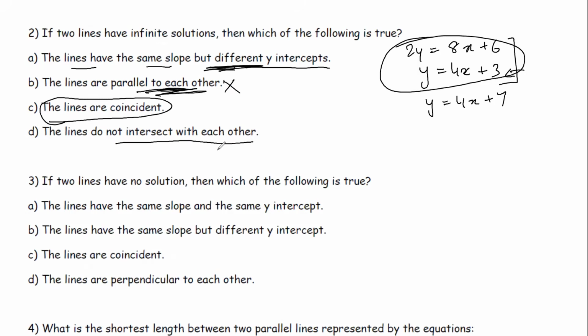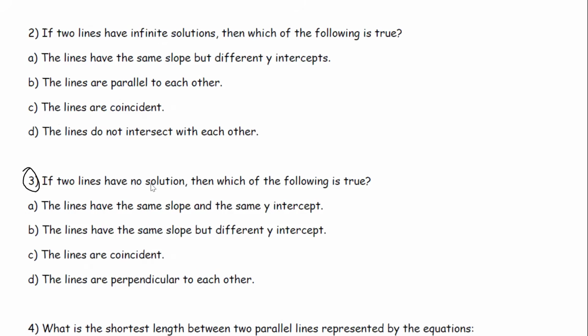Third one. If two lines have no solution, then obviously they are parallel to each other. Which of the following is true? The lines have the same slope and the same y-intercept. That is the coincident part. The lines have the same slope but different y-intercepts. So that's your answer. B is your answer. The lines are coincident is out because they will have infinite solutions. Lines are perpendicular to each other is also out because they'll have exactly one solution. All right. So when two lines intersect each other at only one point, then they have only one solution. And usually the solution out here means the value of x.